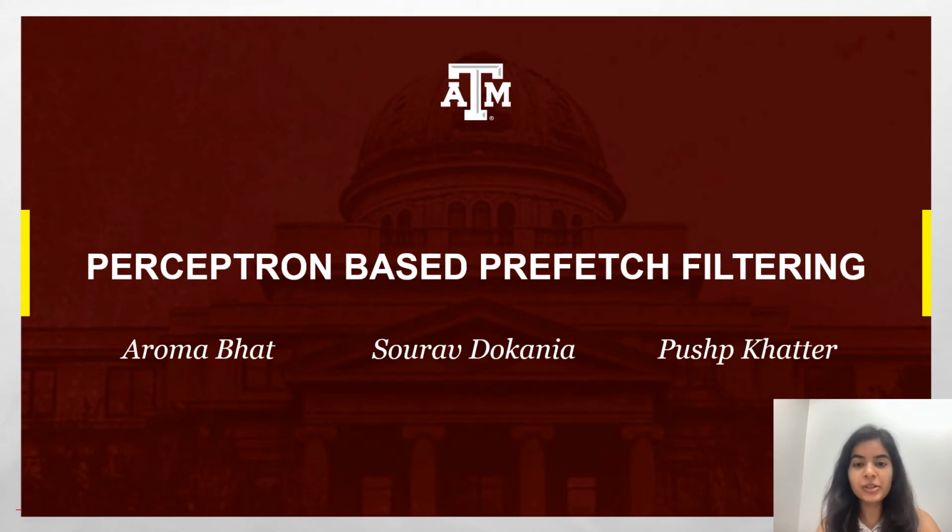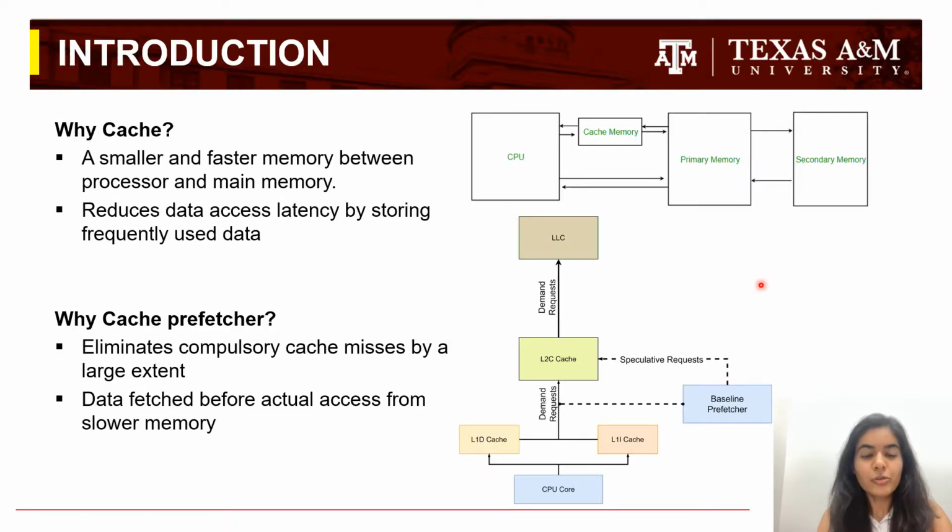Howdy everyone, I'm Aroma and I'm here today with Sourav and Pushp and we'll be presenting our project on Perceptron based prefetch filtering. We know that cache is a faster memory that sits between the processor and the main memory.